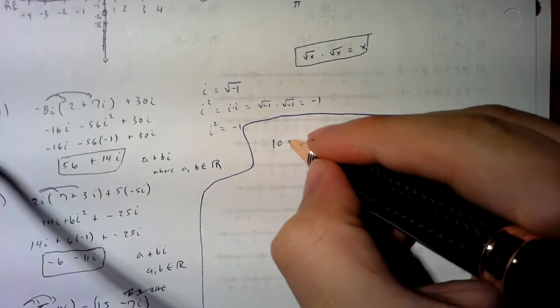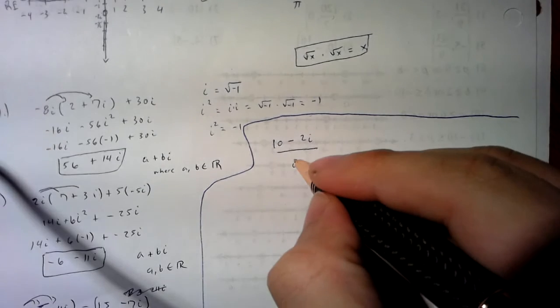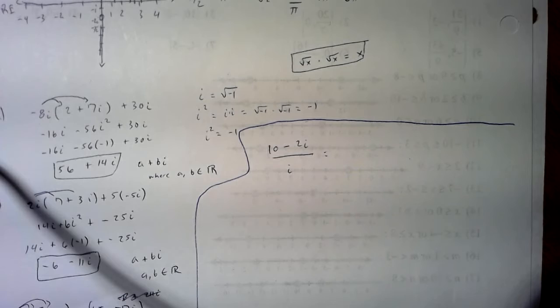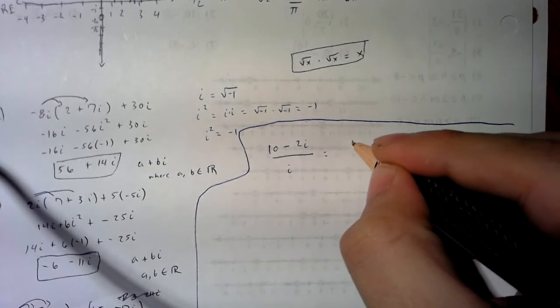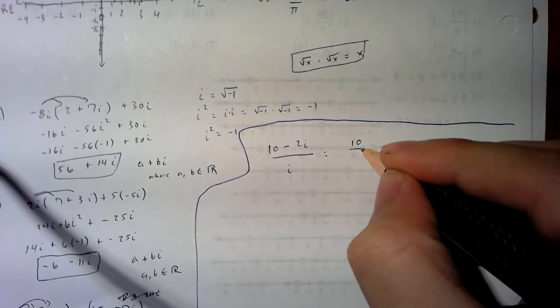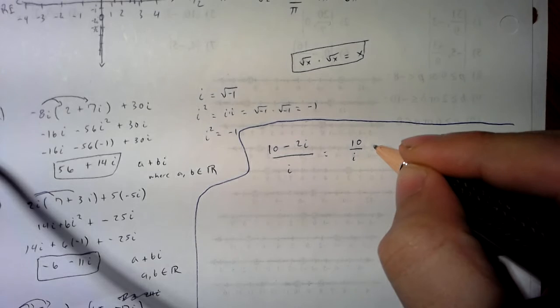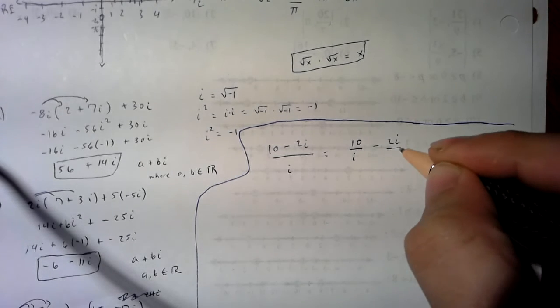So we have 10 minus 2i over i. When this happens, it's probably a good idea to go ahead and break this into 2 parts. So this is like saying 10 divided by i, and then minus 2i over i.